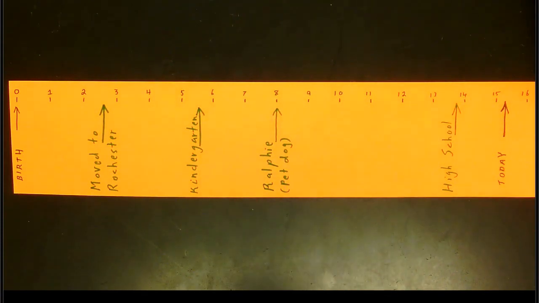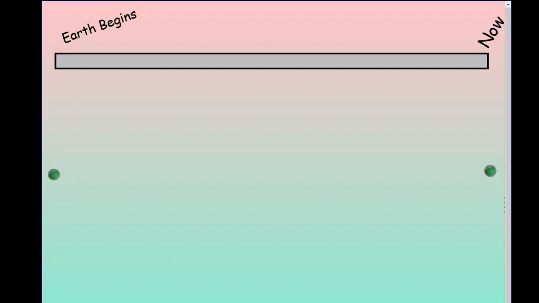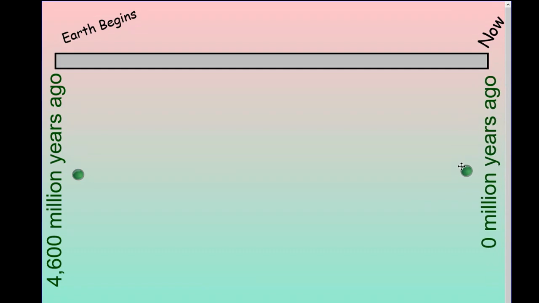We divide geologic time up the same way. If this represented the history of the Earth, it begins right here, and then over here would be right now. All the way to the right is 0 million years ago. All the way to the left is when the Earth begins at 4,600 million years ago.